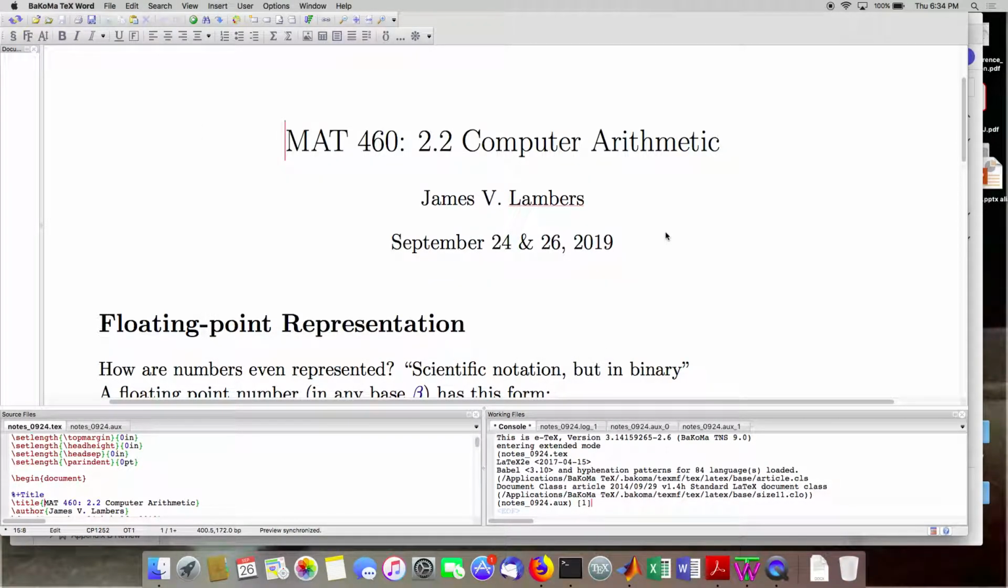Sorry for a bit of a late start, but if all goes well, we might be able to compensate for it by ending early.